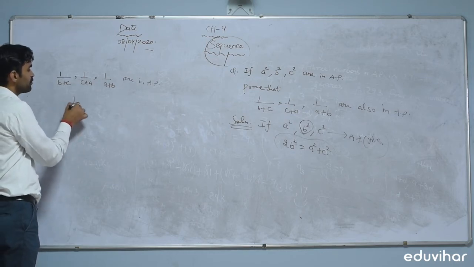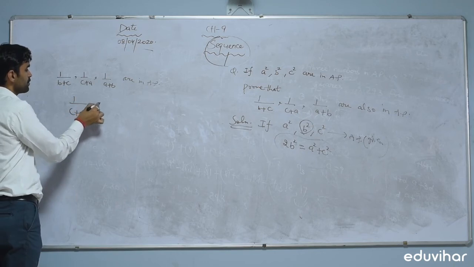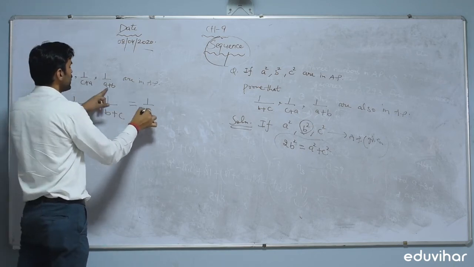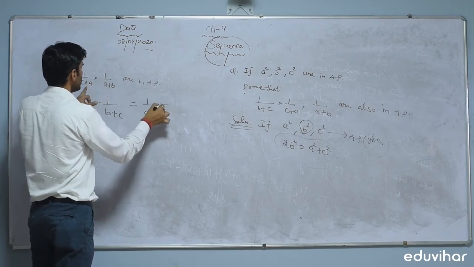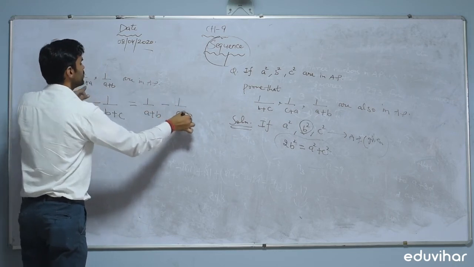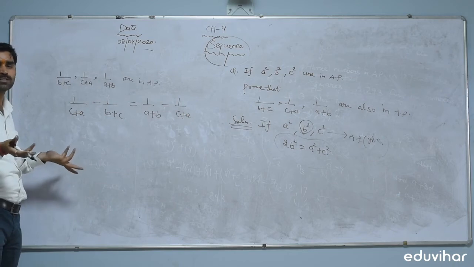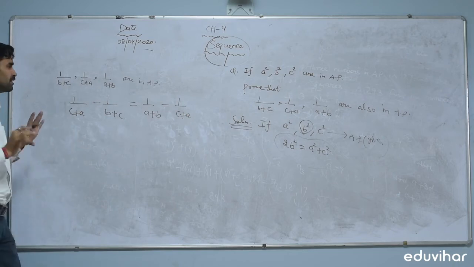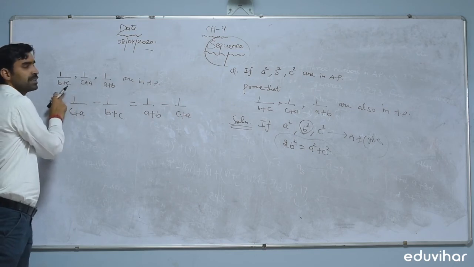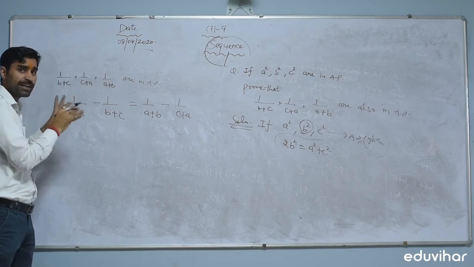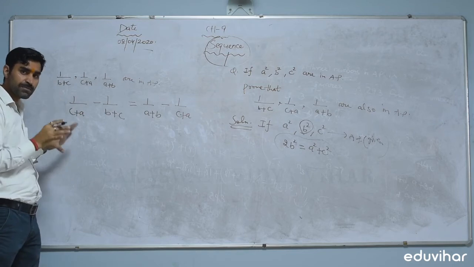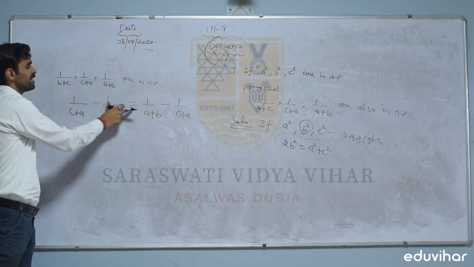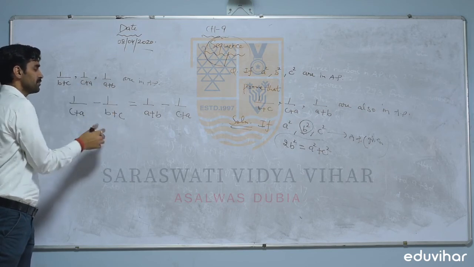So we can say 1 by c plus a minus 1 by b plus c equals 1 by a plus b minus 1 by c plus a. We observe the common difference of the sequence; we take only the common difference, that is, second term minus first term. If this is in AP, then the common difference must be equal. Second term minus first term must be equal to third term minus second term.